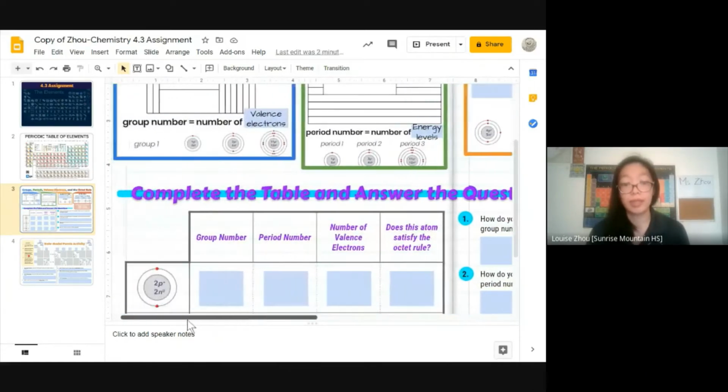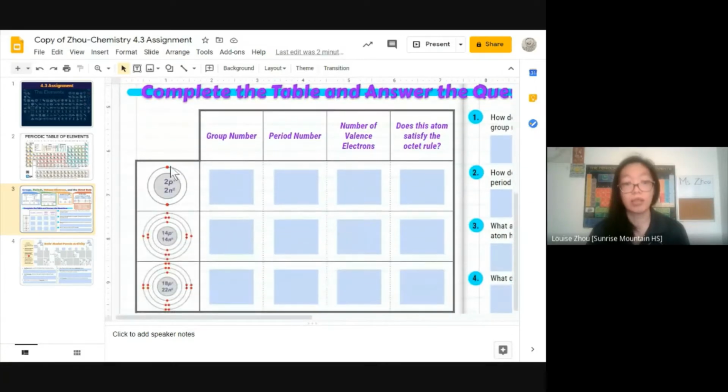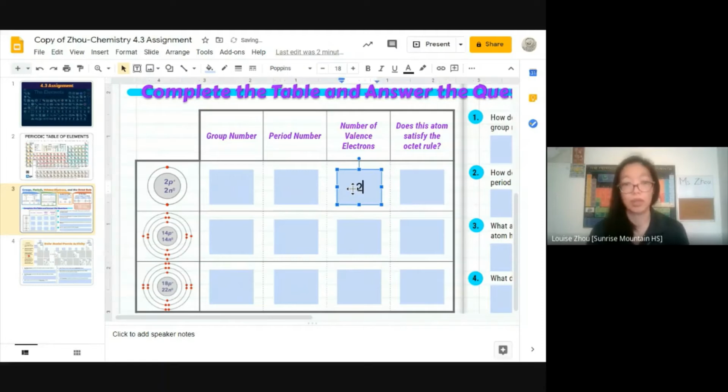The number of valence electrons you can find by counting how many outermost electrons there are. So like this one, there are 2 outermost electrons. Here I have 1, 2, 3, 4 outermost electrons.